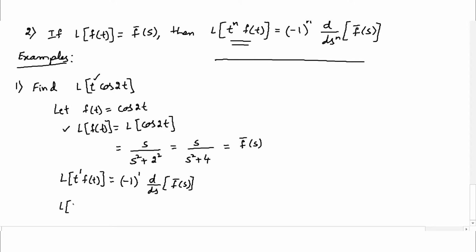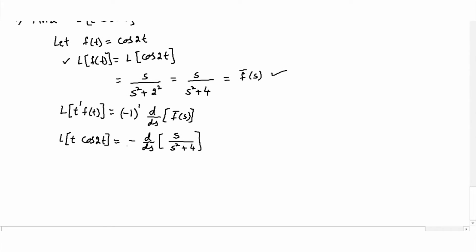Or further, if I rewrite it, the Laplace transform of t into f of t, where I have taken f of t as cos 2t, is minus d by ds of f bar of s, and the value of f bar of s is s by s square plus 4. Now it is d by ds, which means that I need to differentiate the expression s by s square plus 4 with respect to s. Keeping this negative sign as it is, this is in the form of the quotient rule, d by ds of u by v. Your normal formula is v into u dash minus u into v dash divided by v square. So this is the general formula that you have. Let us use this formula over here.